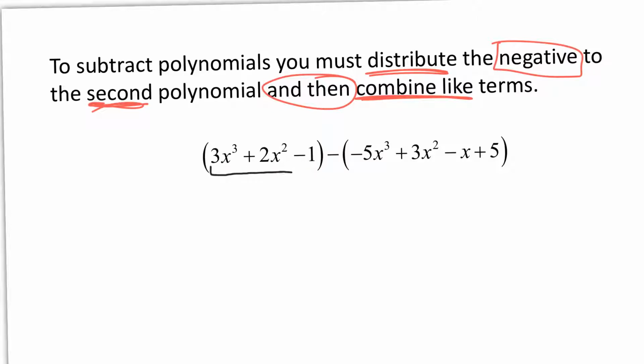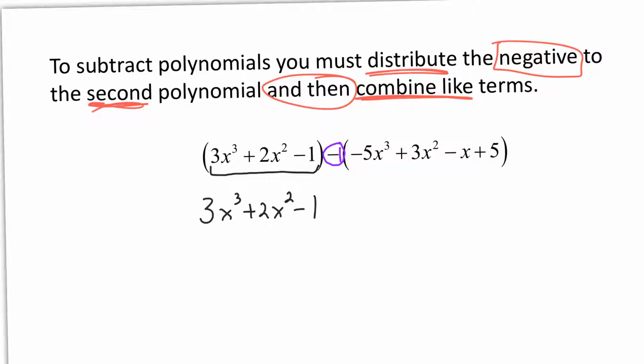You guys don't need the parentheses anymore because you're not going to distribute a negative. So I'm just going to copy this down. 3x cubed plus 2x squared minus 1. Now I'm going to distribute the negative to the second parenthesis. And keep in mind, guys, we do have an invisible 1 outside the parentheses, so that's a negative 1.